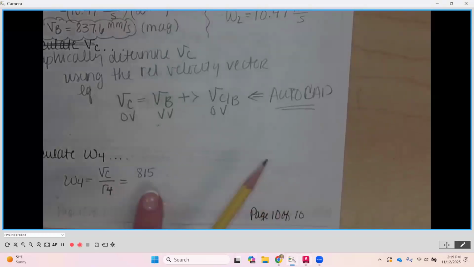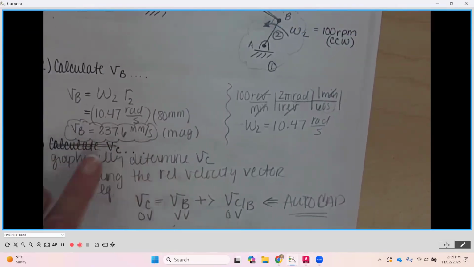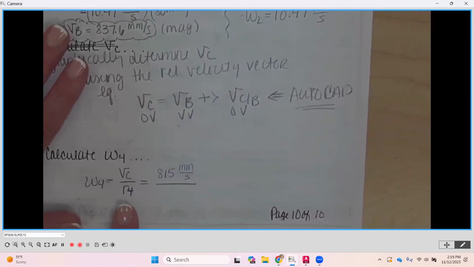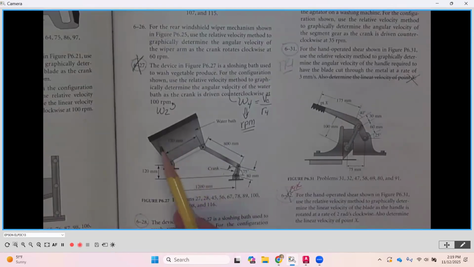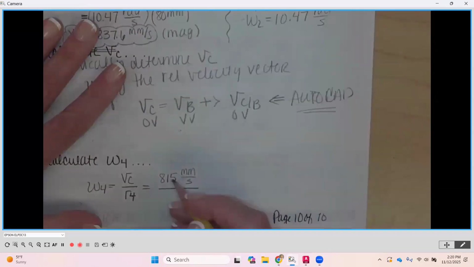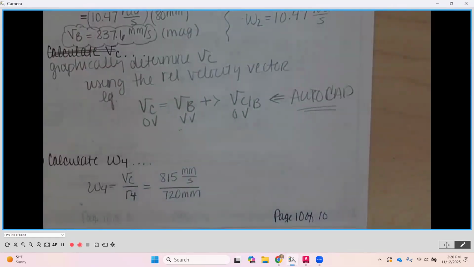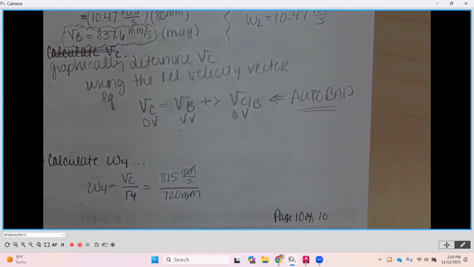If we go back underneath, our units for VB were millimeters per second. This is going to be millimeters per second, divided by radius 4, the length of link number 4, 720 millimeters. Now, before we do the math here, units. Millimeters is going to cancel out millimeters on the bottom, and we're going to be left with nothing per second. Or are we? What magically appears?